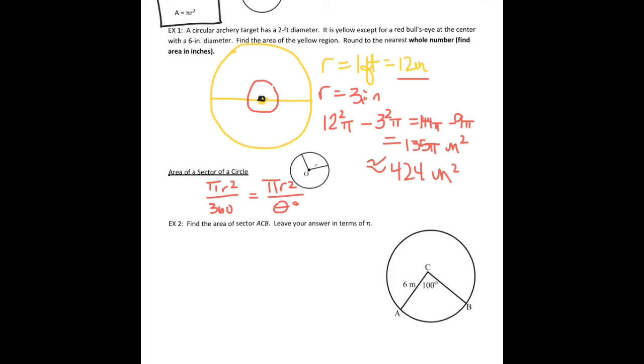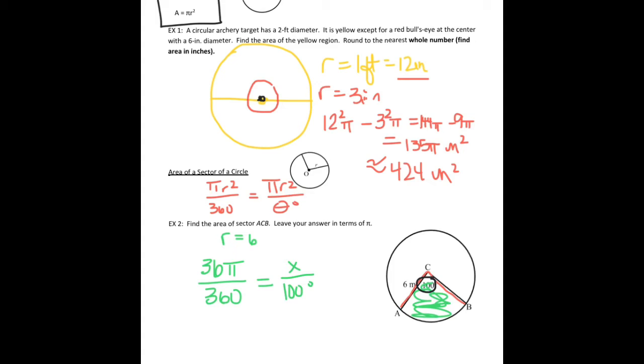So we're going to find the area of sector ABC. So that's this guy right here. We're finding this shaded in region. And we're going to leave our answer in terms of pi. So we know that the radius is 6. So I'm going to say 6 squared, which is 36 pi, is to 360 degrees as, we don't know the area of the sector, we'll just call it X, is to, you see that the theta is 100 degrees.